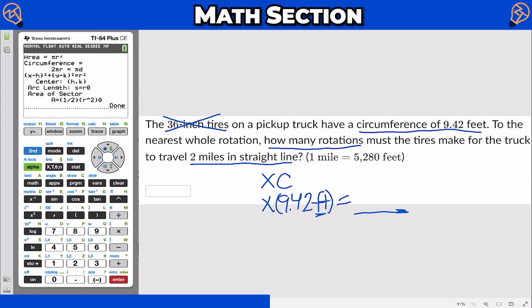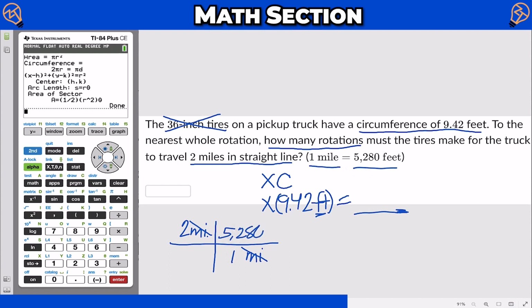So let's go ahead and take the fact that 2 miles is what they're dealing with here. We want to turn that into feet. So whenever we want units to cancel, they cancel diagonally. So we know we want these to be across from each other like that. And then we know that 1 mile is equivalent to 5,280 feet. So once we multiply the 2 by the 5,280, it'll be in feet.